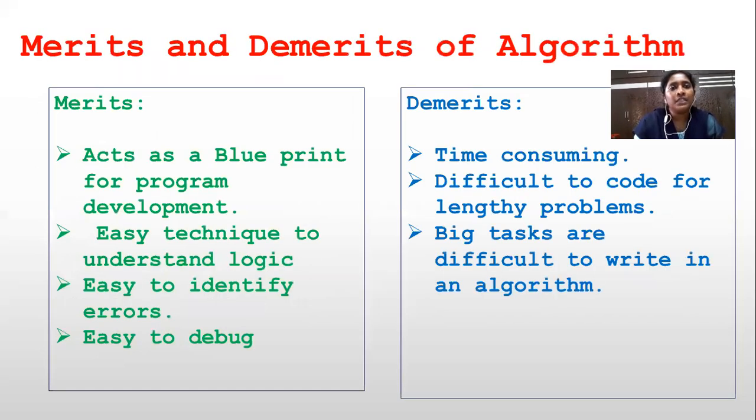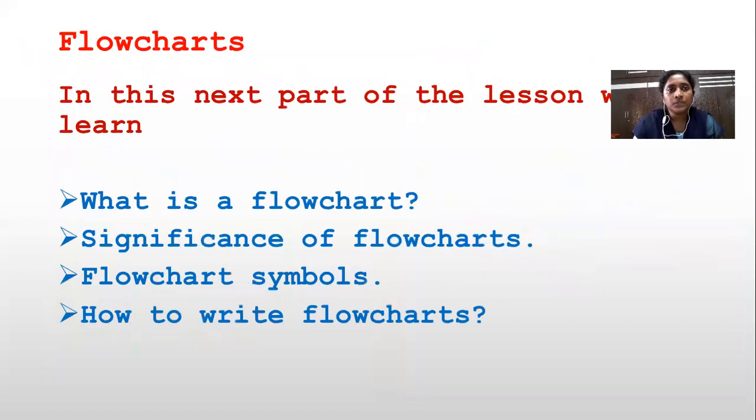Now the advantages and disadvantages, or merits and demerits, of an algorithm. Advantages are: it acts as a blueprint for program development, it is an easy technique to understand logic, and it is easy to identify errors and easy to debug. And the disadvantages will be that it is time consuming, difficult to code for lengthy problems, and big tasks are difficult to write in an algorithm. And then coming to the flowchart.